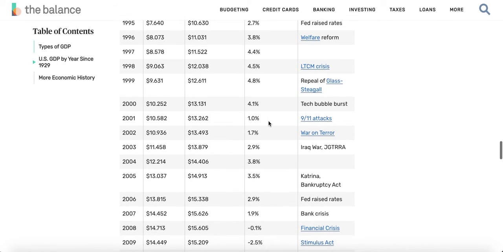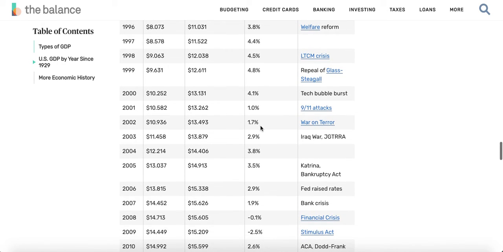Tech bubble burst, 2000, and then 9/11. Believe it or not, 9/11 doesn't have much of an effect on GDP growth. It maybe upsets investor confidence, but that's like foreign direct investment. In one of my Reddit posts, I did talk about that.